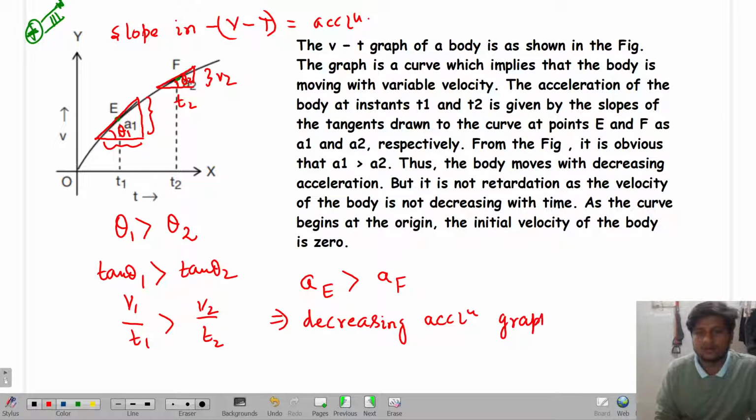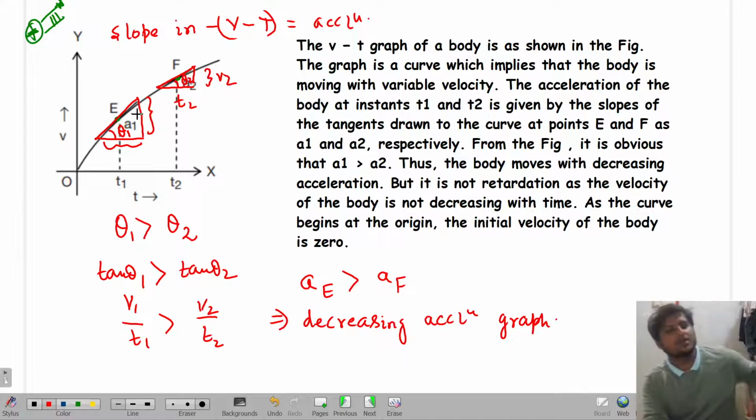Yes, sir. Okay, so what is happening? What is happening over here at these particular two points, since the slope is very much less? Acceleration at point E is much greater than acceleration at point F. So it is a kind of decreasing acceleration.